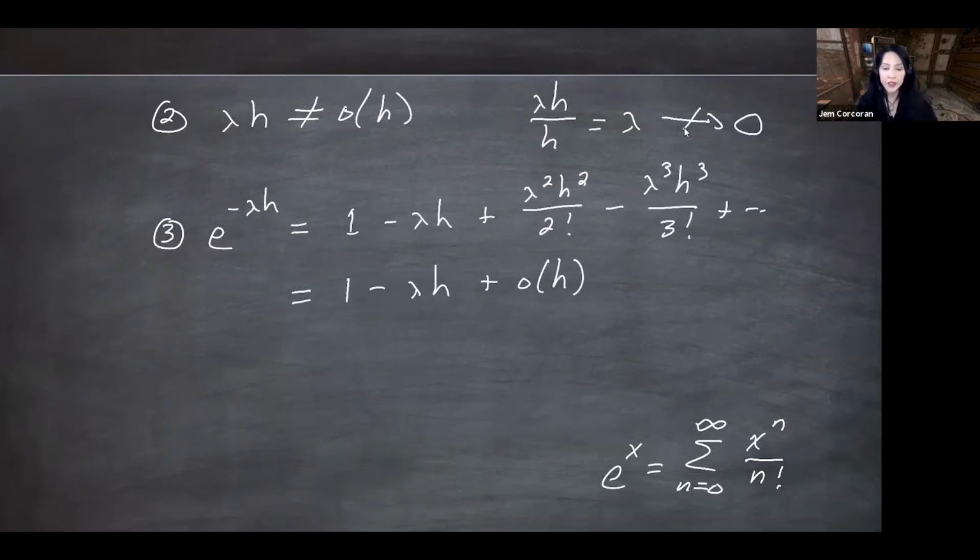And little o of h functions don't have to be polynomials, but they mostly will be for us. And so things are going to be little o of h if the h has an exponent larger than 1. Right? Because if you divide h squared by h, you get h, and that still goes to 0 as h goes to 0. Does that make sense?